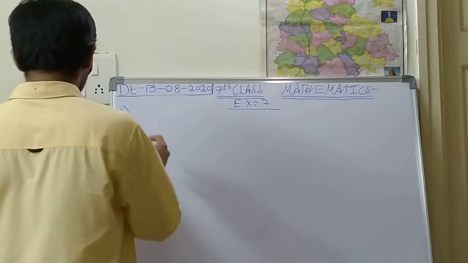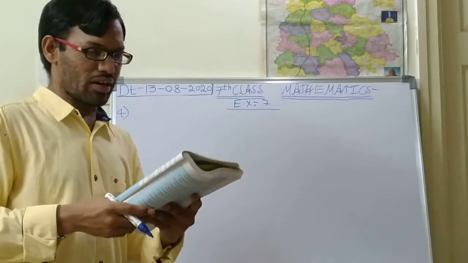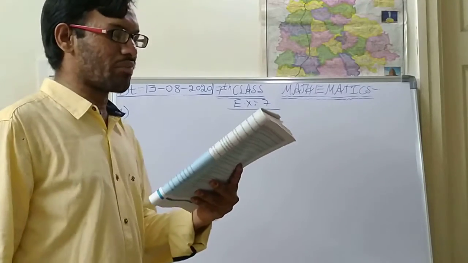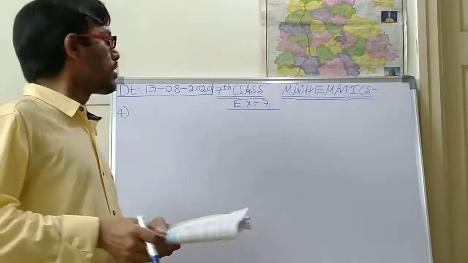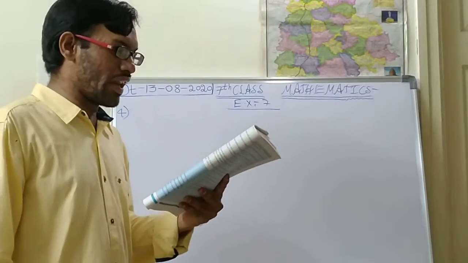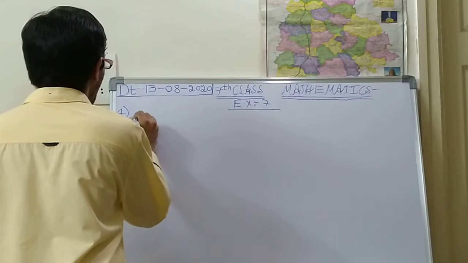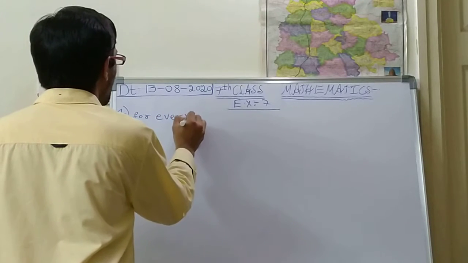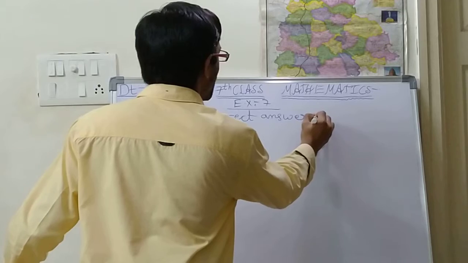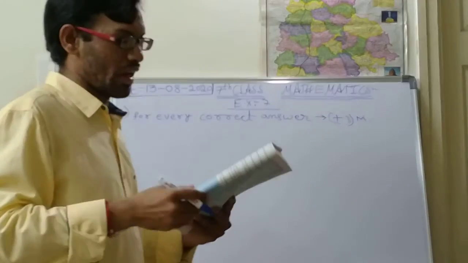The question is very big, so I am reading the question. See, in a class test, plus 3 marks are given for every correct answer. This question is the same as the previous question only, with some changes. For every correct answer, how many marks are awarded? Plus 3 marks are awarded for every correct answer.